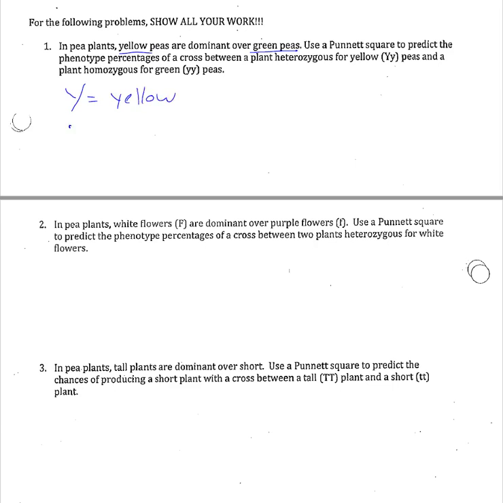It's always nice to have this. And then the lowercase y is going to be green. So let's list those out. We now know what our alleles are. We also need to know what the parents are. In this example, we know that the parents are going to be yellow, capital Y, lowercase y, and it's crossed with a homozygous green plant, which is lowercase y, lowercase y.